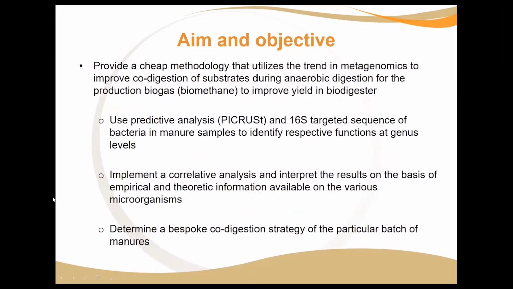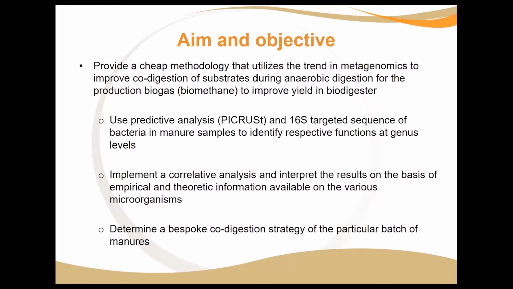So the aim and objective of this project was to provide a cheap methodology that would utilize the trend in metagenomics to improve co-digestion of substrates during anaerobic digestion for the production of biogas, in this case, specifically biomethane, and in this way improve yield in biodigesters.